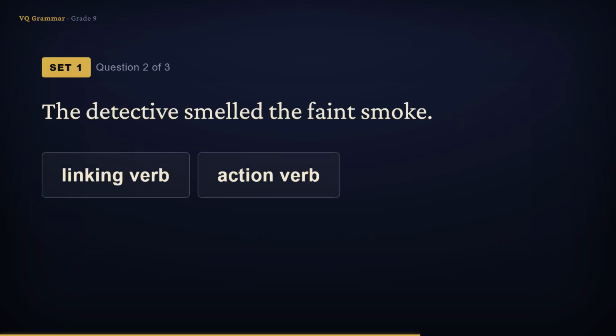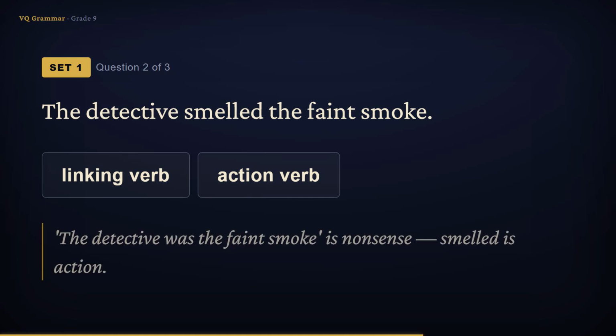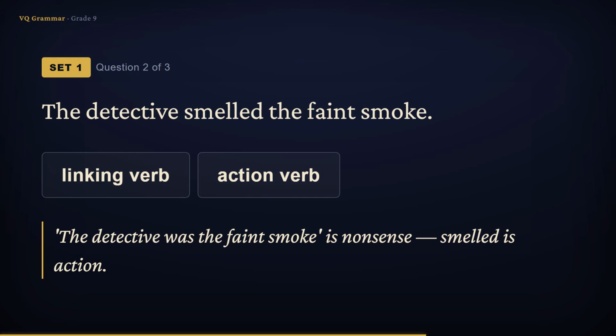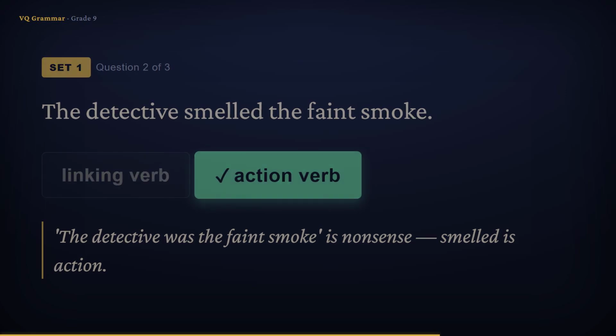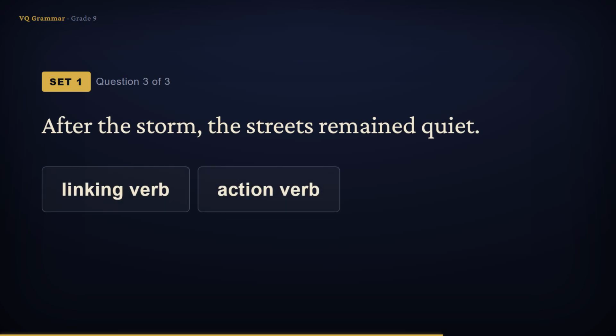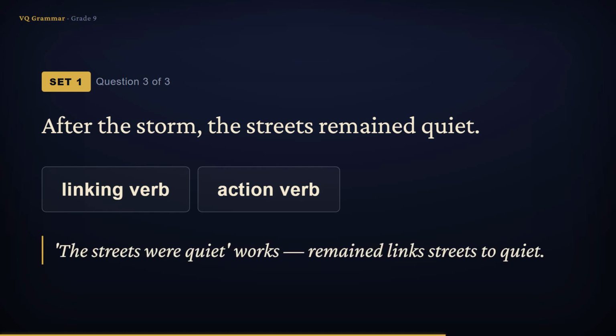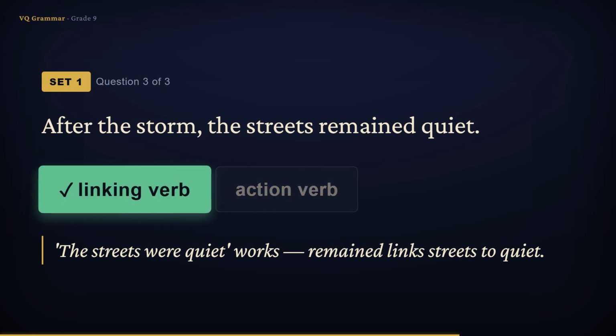The detective smelled the faint smoke. Swap it. The detective was the faint smoke. That's nonsense. Here, the detective is actively using her nose, and the smoke receives the action. So smelled is an action verb. After the storm, the streets remained quiet. Swap in a form of be. The streets were quiet. That works perfectly, and quiet describes the streets. So remained is a linking verb.